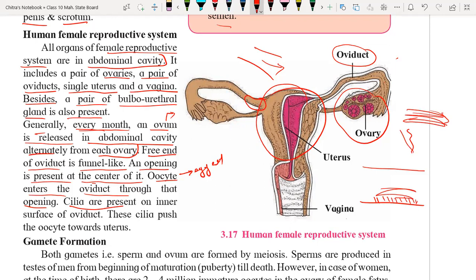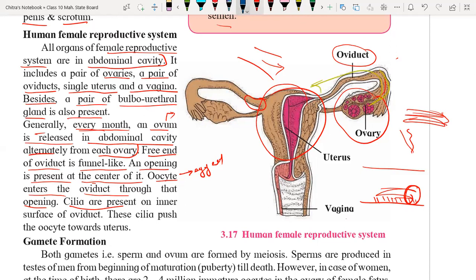So what is their movement responsible for? Suppose we have an ovum here. This ciliated structure transports that ovum into the oviduct from the ovary toward the uterus. Let me change the color of the ink. So they transport it from here to here in this direction.